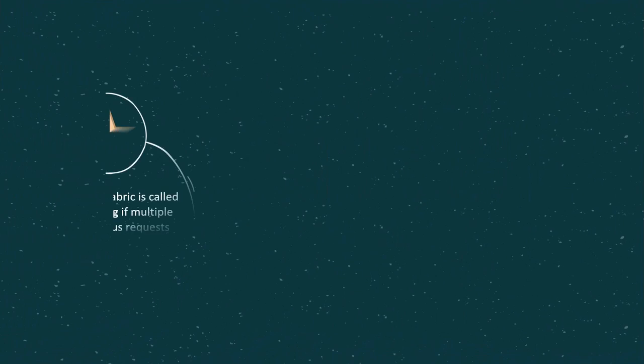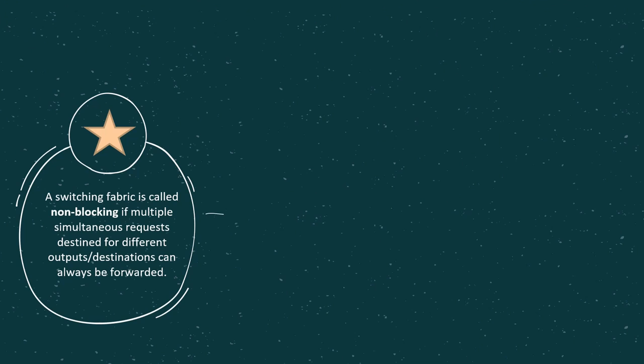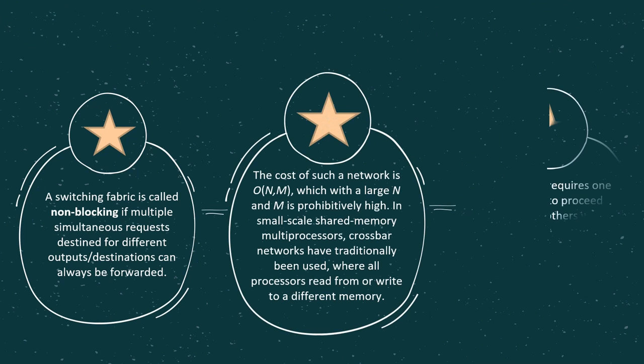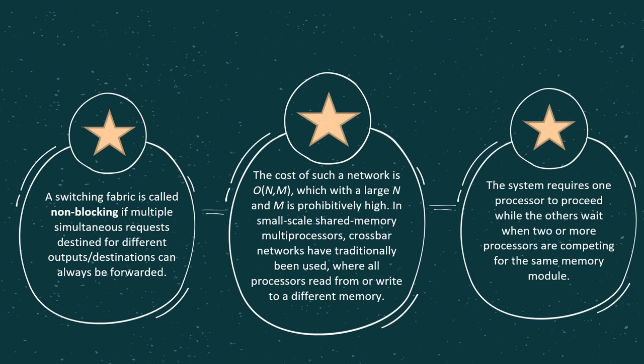In addition, a switching fabric is called non-blocking if multiple simultaneous requests destined for different outputs or destinations can always be forwarded. Furthermore, the cost of such a network is O(N×M), which with a large N and M is prohibitively high.